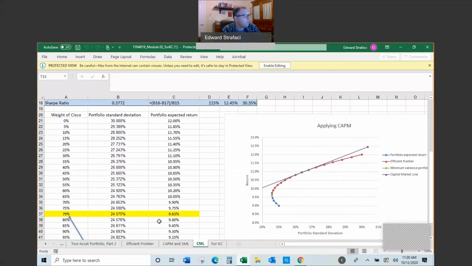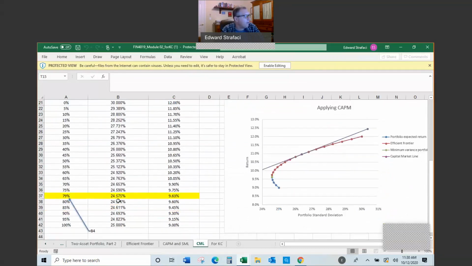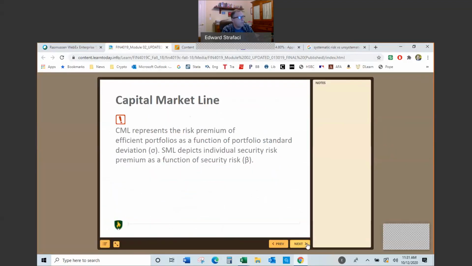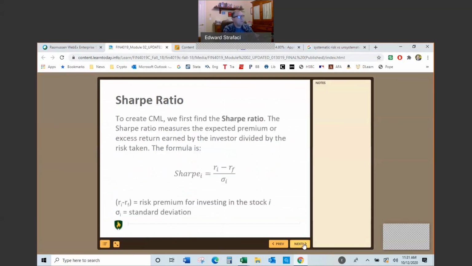to this efficient frontier. Still, if I want to take the least risk for the most return, I'm going to try to combine the 9.63% return, which is right here, which is the lowest risk. As I want to take more risk, I have to move up this CML. The CML represents the risk premium of efficient portfolios as a function of portfolio standard deviation.